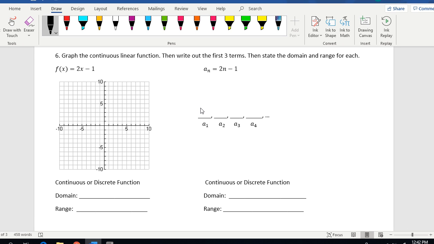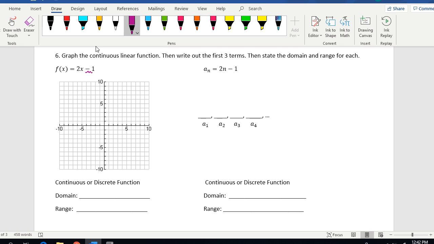It doesn't matter what order you go in. But we should see that these are very similar, just the notation is different. I have a 2 in front of my x, I have a 2 in front of my n, -1, -1. But let's just go review graphing.